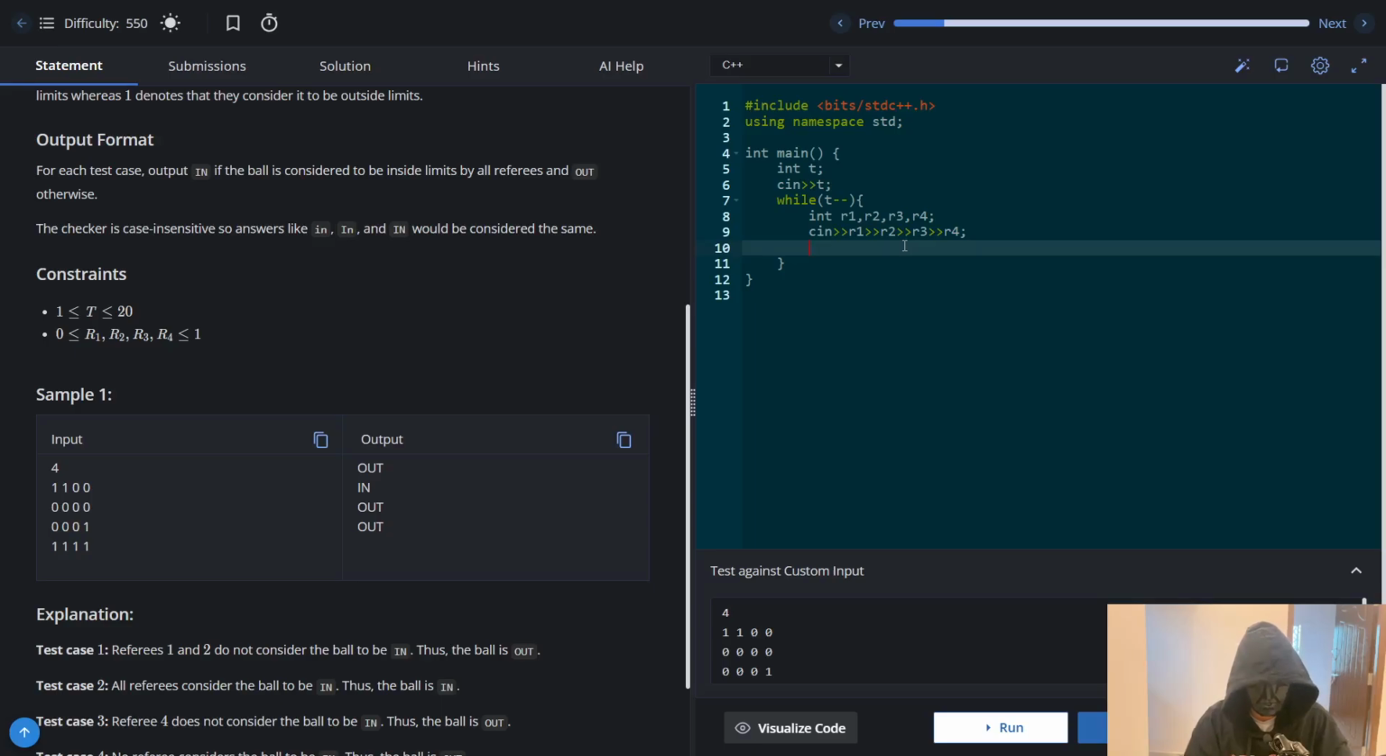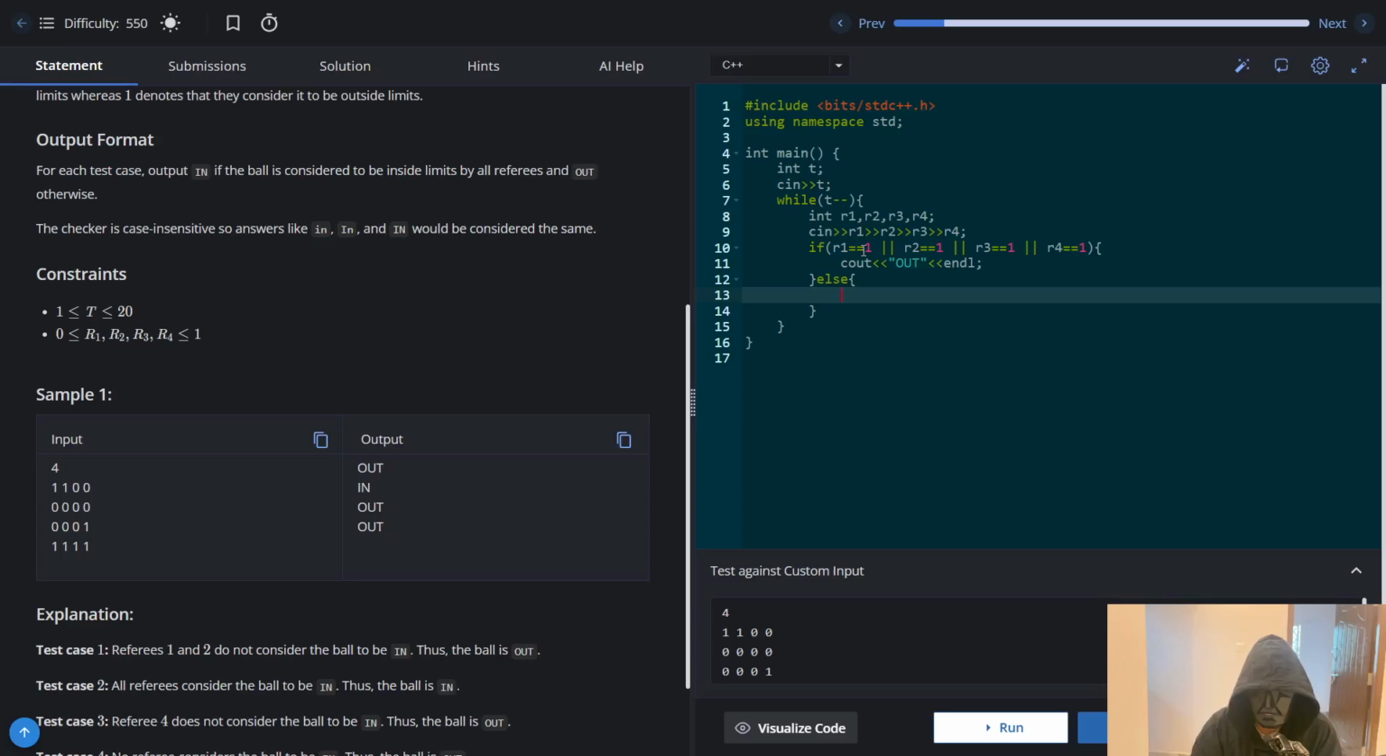So we'll have to check if r1 equals 1, or r2 equals 1, or r3 equals 1, or r4 equals 1, which means at least one referee is saying the ball is outside, then it is outside, and if all are saying inside, then it is inside. So if at least one of the referees says the ball is outside, we'll print out. Else, if all of r1, r2, r3, r4 values are 0, this condition will fail and come to the else condition. In that case, all are saying it is inside, so we'll have to return in.